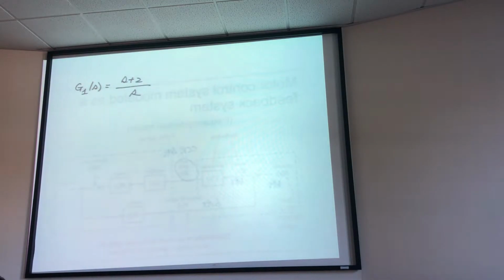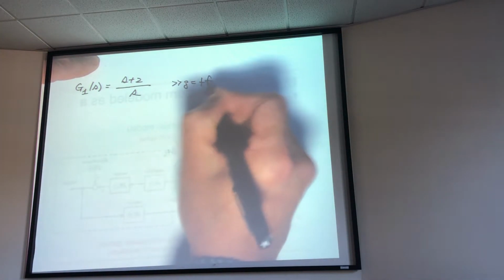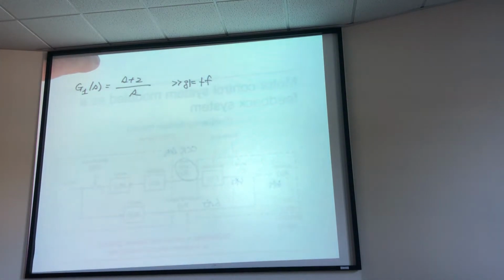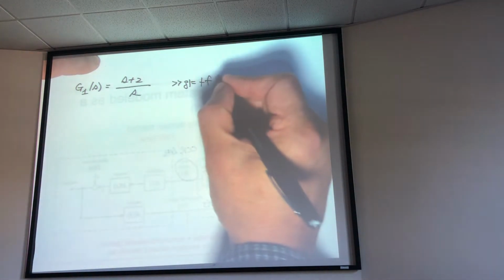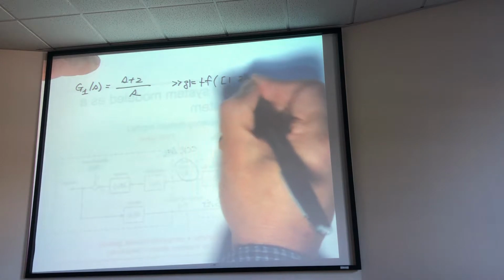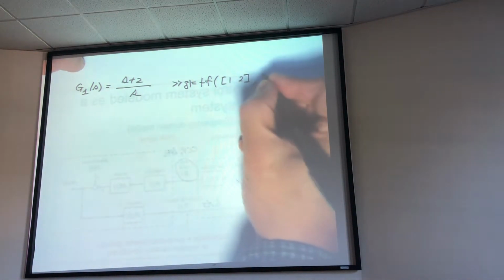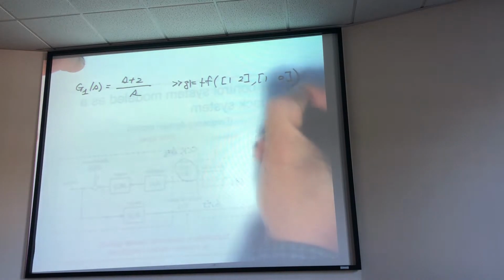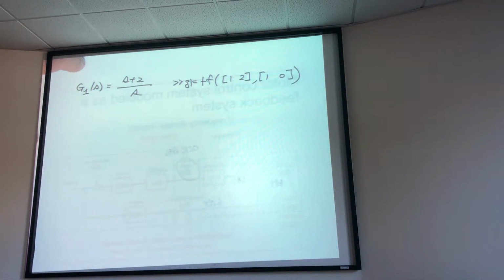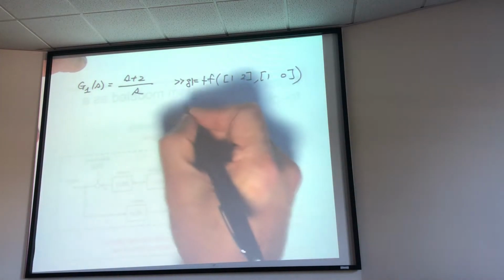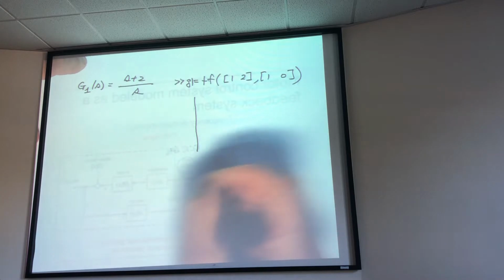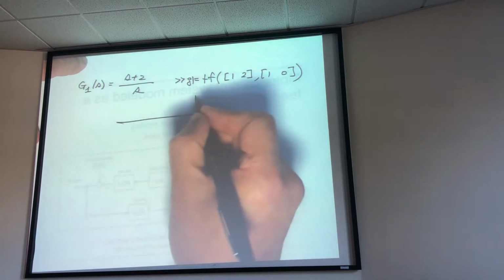So the first model is s plus 2 over s. You might do it like this. Let's call it G1. G1 is a transfer function. The numerator is s plus 2, and the denominator is just s with no constant term like that. Okay, and execute the rlocus command. And you should get a picture that looks like this.